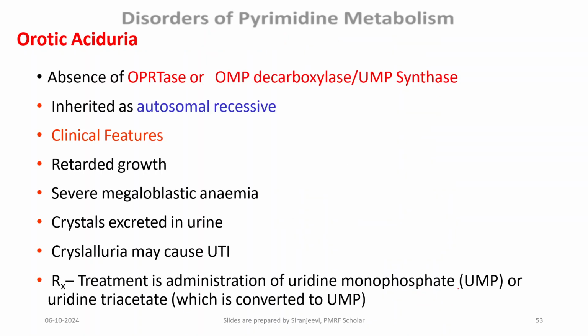One such disease related to pyrimidine metabolism is orotic aciduria. It usually happens in the absence of OPRTase, OMP decarboxylase, or UMP synthase, and is inherited as an autosomal recessive disorder. The clinical features of this disorder are retarded growth, severe megaloblastic anemia, and crystals excreted in urine; crystalluria may cause UTI. The treatment is usually administration of uridine monophosphate or uridine triacetate.